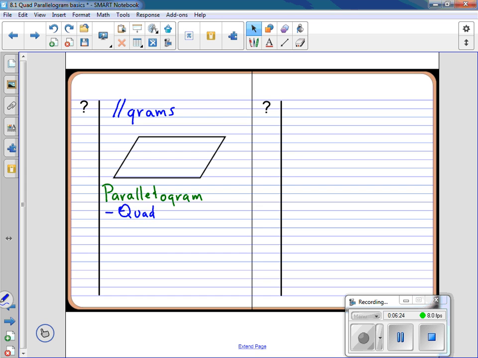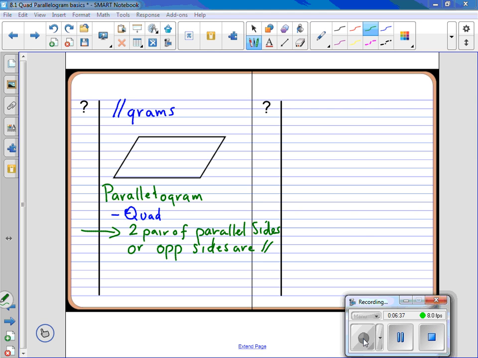A parallelogram is a four-sided figure. So it starts off, we already know it's a quadrilateral, so it has all the features of a quadrilateral, all the angles add up to 360, but it has additional features. So let's talk about those.